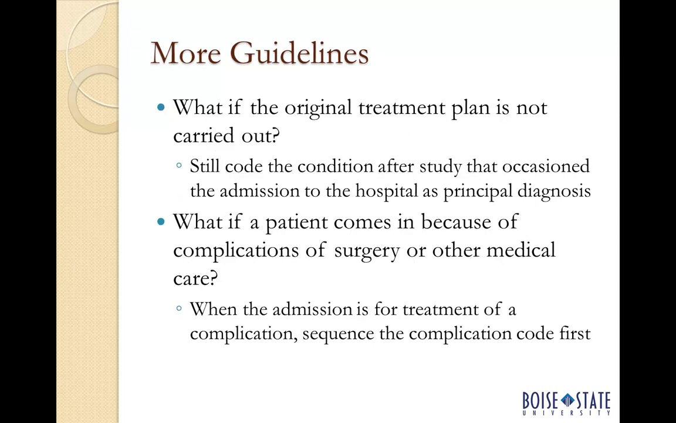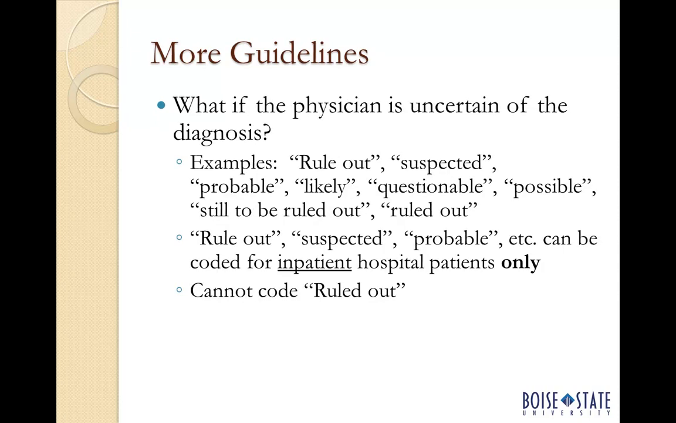What if the original treatment plan is not carried out? So let's say a patient comes in for a stent placement because they have coronary artery disease, and then for some reason they can't place a stent. It's too complicated, or the patient's blood pressure shoots up, or something like that. Our principal diagnosis is still the same. They came in to treat the coronary artery disease. That is still our principal diagnosis. If a patient comes in for complications of surgery, then that complication code is going to be first.